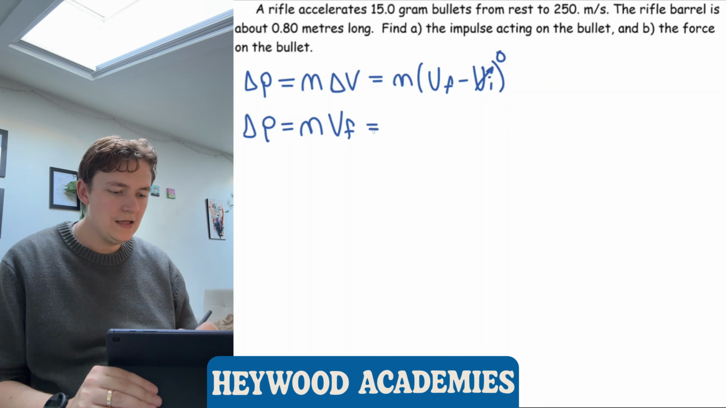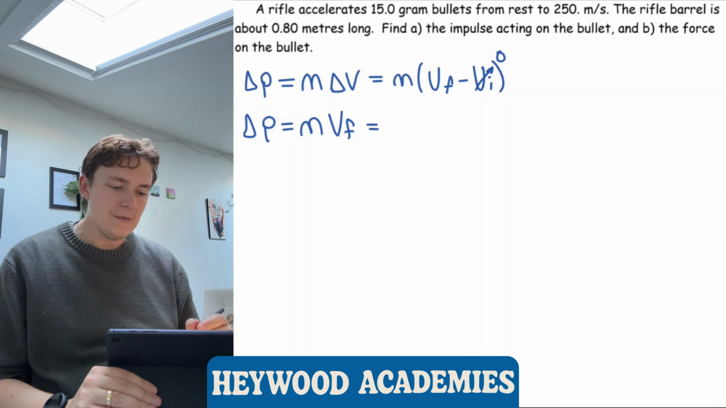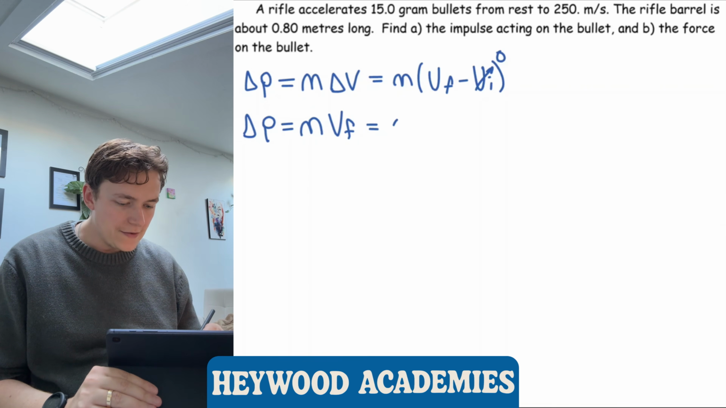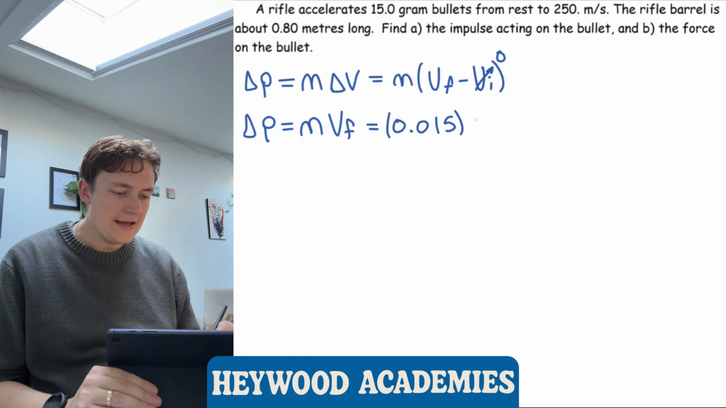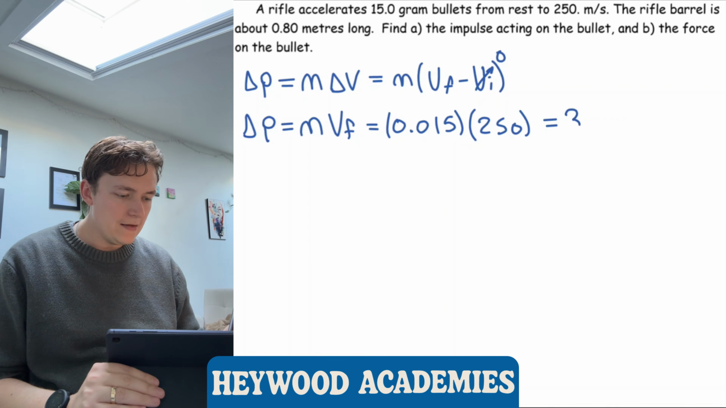Now when we plug this in, we've got 15-gram bullets, so we've got to convert that over to kilograms. So if we divide 15 by 1,000, it'll give us 0.015 kilograms, and then we'll multiply that by the final velocity of 250. Okay, so we'll plug that in. 3.75.